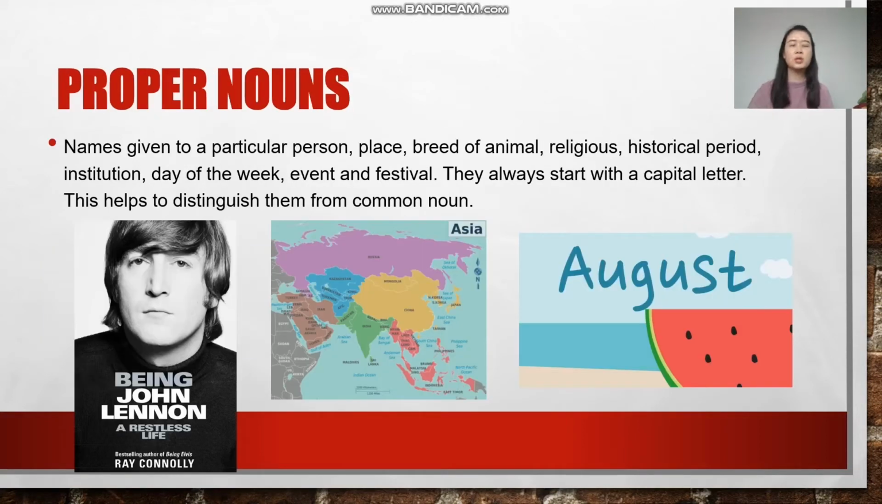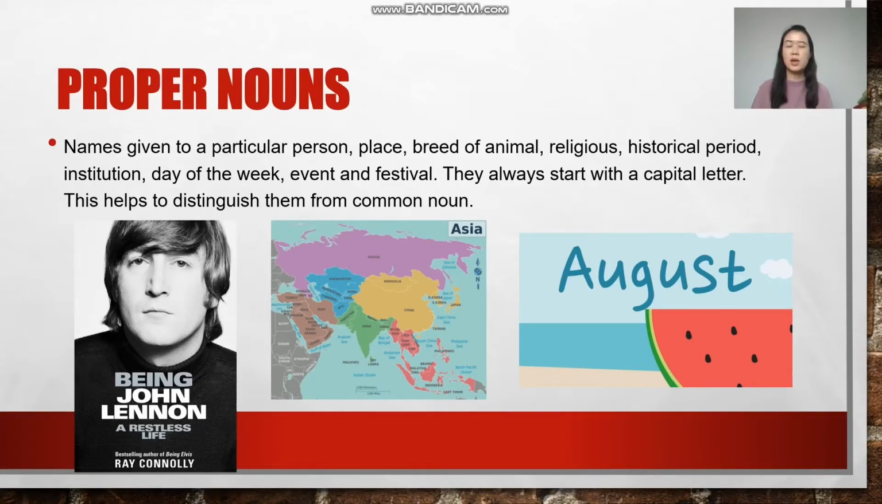Let's move on to the next one, the proper nouns. Proper nouns are the opposite of the first one, because the word common means that you can see it in your everyday life, while proper nouns are something more specific. Okay, it's more specific. What is it?